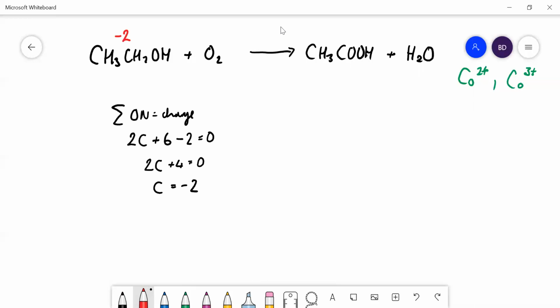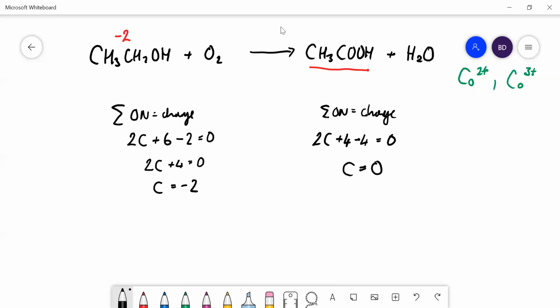And the oxidation number of carbon in ethanoic acid, let's do that one. So the sum of the oxidation numbers is equal to the charge. So we've got 2 carbons to worry about. We've got 4 hydrogens there, all +1. And we've got 2 oxygens, they're -2, so -4. That's equal to 0. So we can see the oxidation number of carbon there must be 0. So it's been oxidized, yeah.